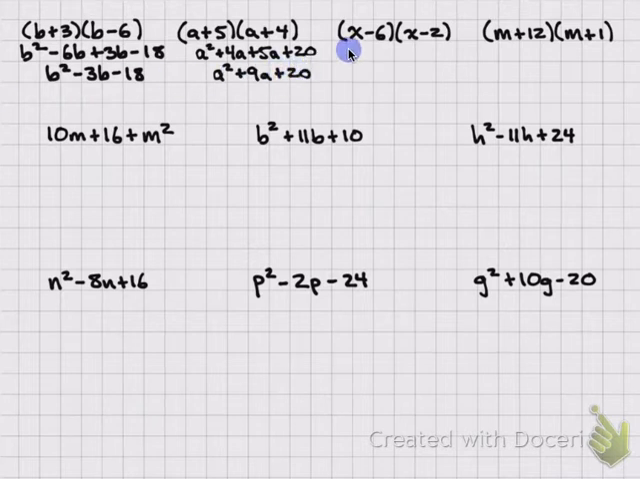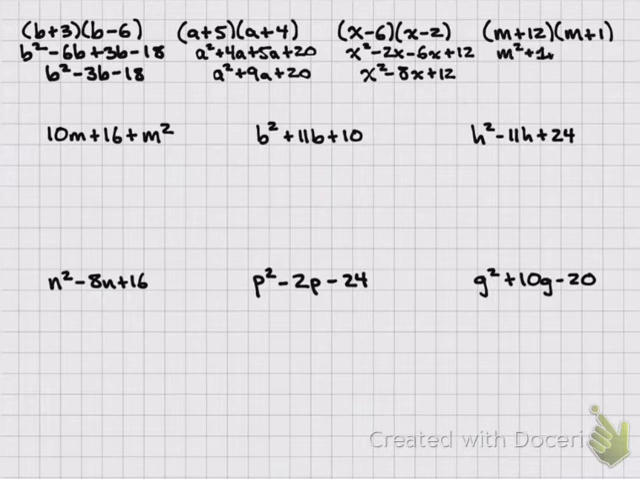In our third example, x minus 6 times x minus 2, the product would be x squared minus 2x minus 6x. Negative 6 times negative 2 is positive 12. So x squared minus 8x plus 12. And last but not least, for m plus 12 times m plus 1, we would end up with m squared plus 1m. I'm even going to write the 1. Plus 12m plus 12. For a grand total of m squared plus 13m plus 12.